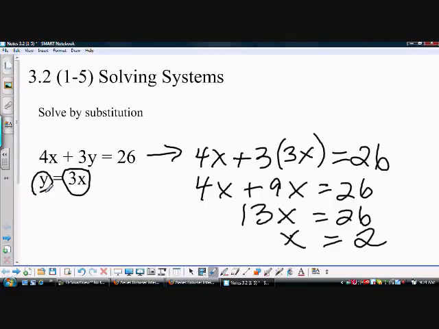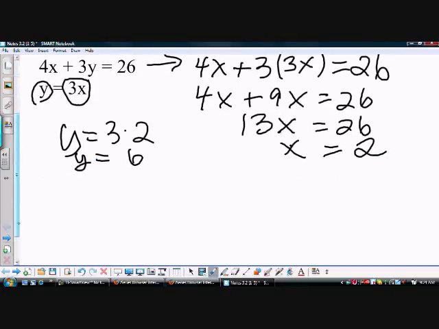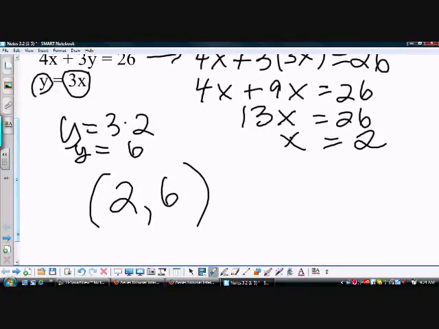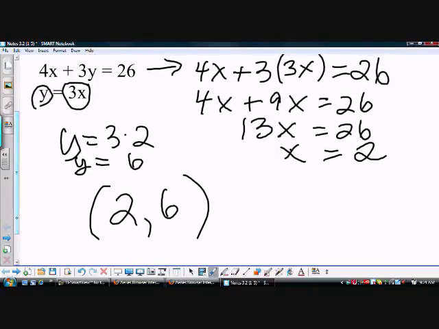Now I go to the second equation, because that's going to be the easiest one to substitute back into. I can substitute back into either equation. I have y equals 3 times x, so y is 3 times 2, so y is 6. So the solution to my system is y is 6, x is 2, and I can write that as an ordered pair. These two equations, these two lines, intersect at the point (2, 6). Okay, so that's substitution.